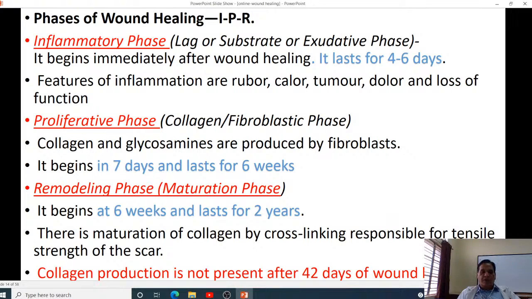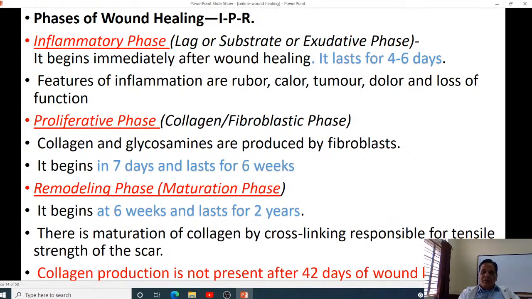normal process. So in remodeling, there is a maturation of collagen. What is collagen giving? It is responsible for the tensile strength of the scar by cross-linking. And a few MCQ questions: collagen production is not present after 42 days of wound healing. After that, collagen does not occur. Understand? That is how the whole process of wound healing progresses.